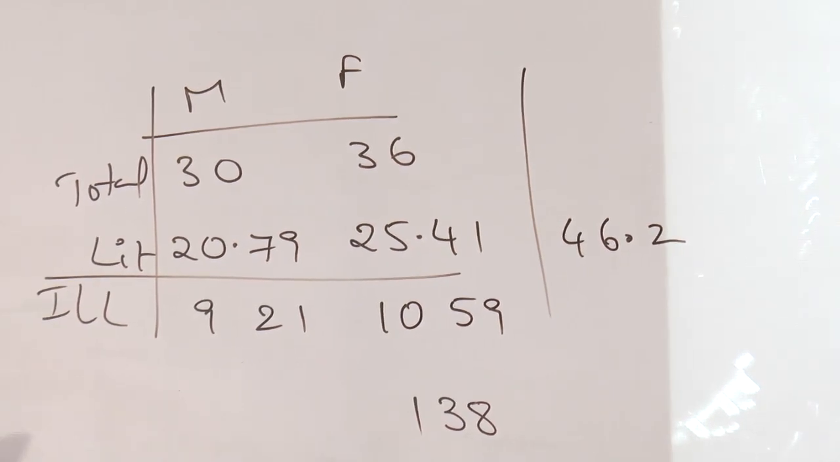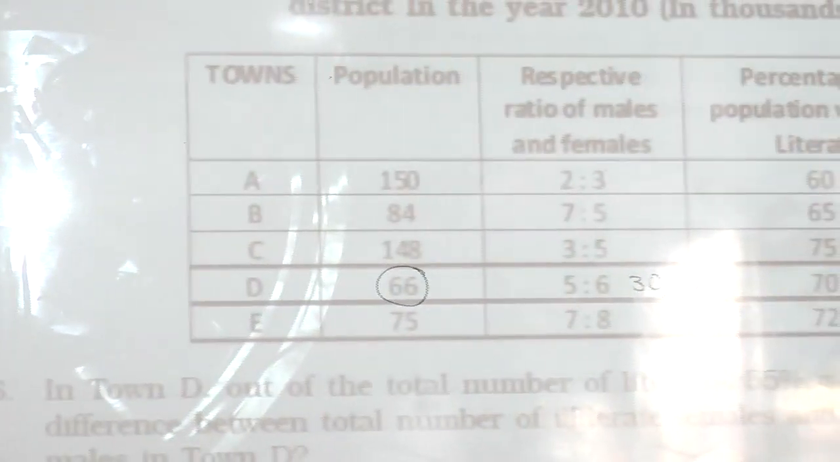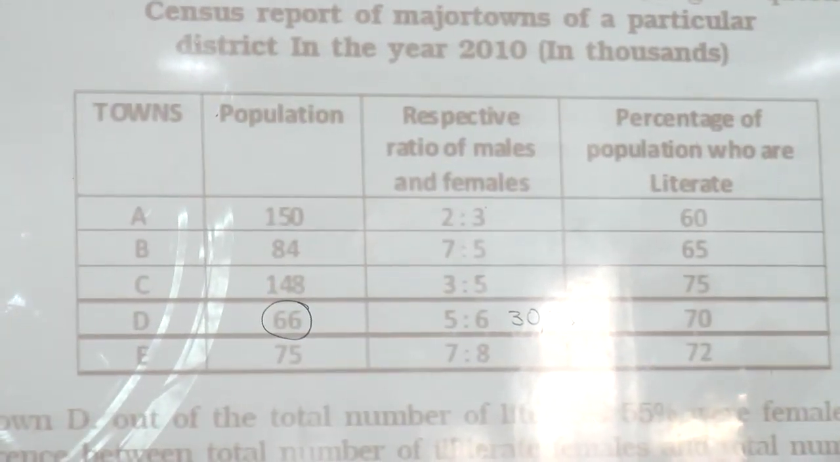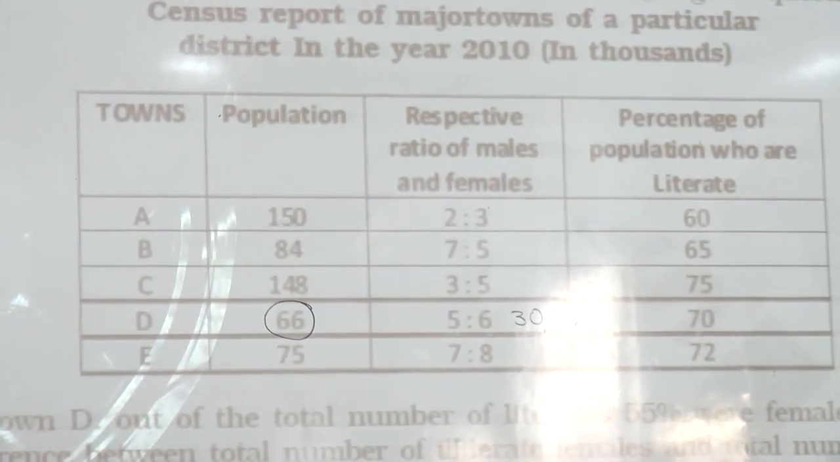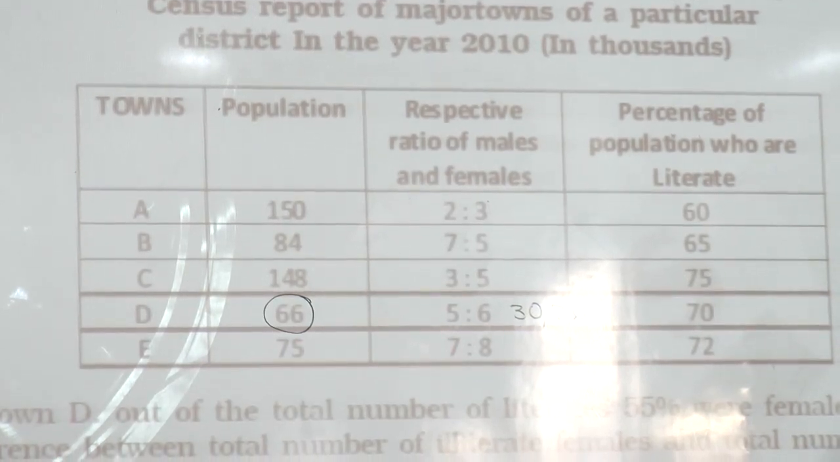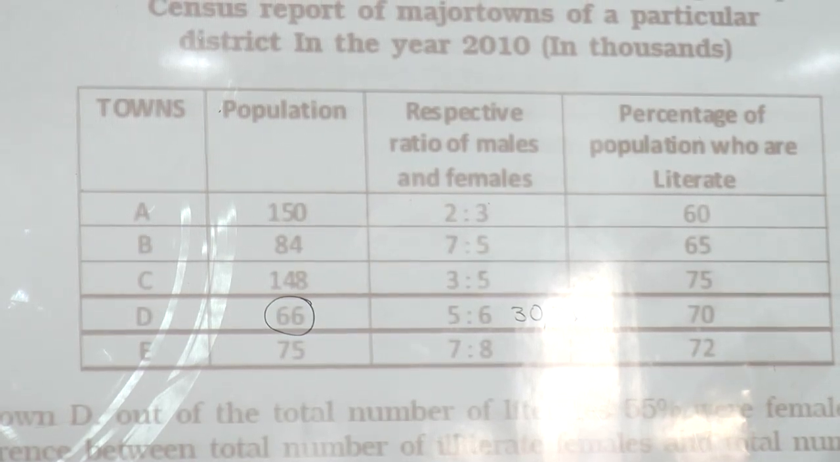Next. What is the respective ratio between total number of female in town C and the total number of female in town E? Ratio between female in town C and female in town E. Right.